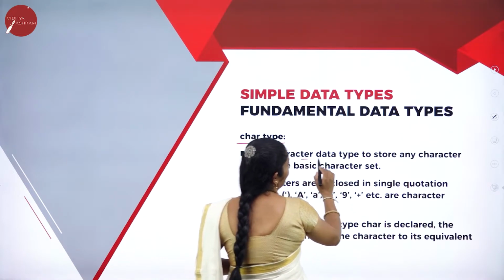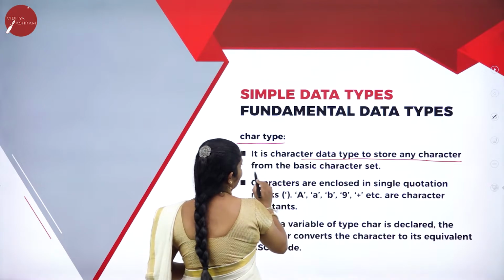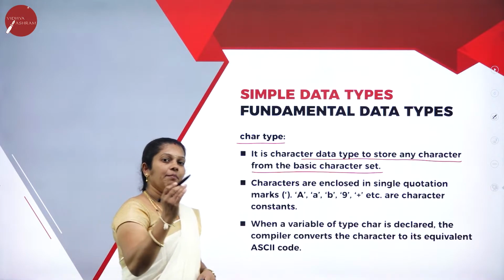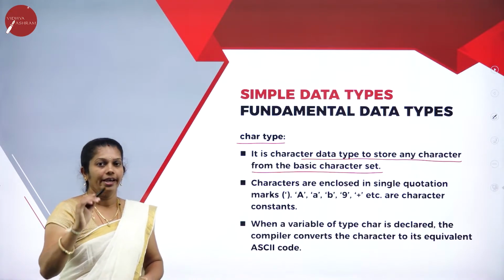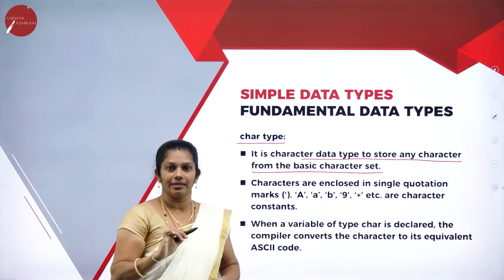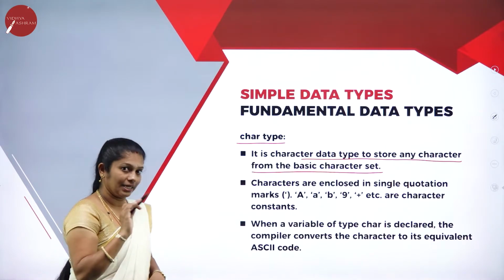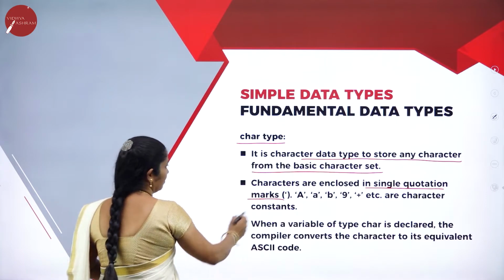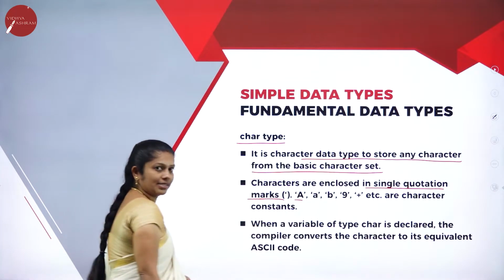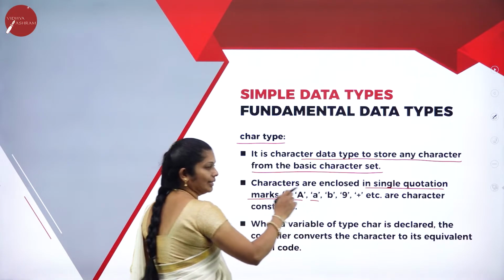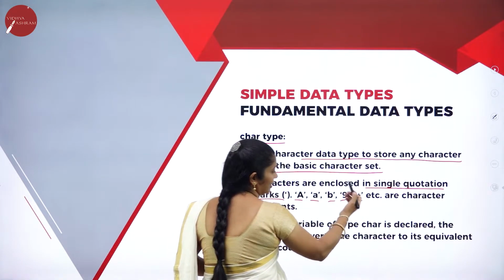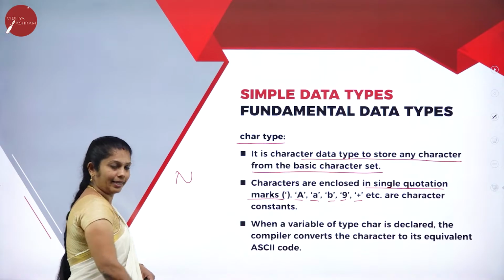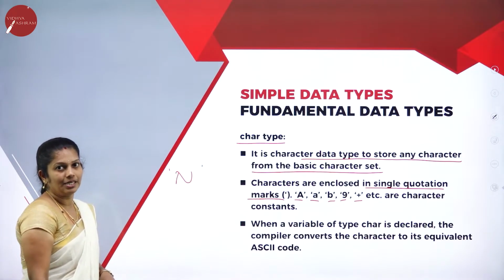It is a character data type to store only characters from the basic character set. It may be in uppercase or it may be in lowercase. If it is uppercase, then it is a capital letter. Lowercase means it is in smaller case, that is a small letter. Characters are enclosed in a single quotation mark. For example, here if you observe, A is written inside single quotes. If I write small a, that is also written inside single quotes. B, plus, minus, everything we have to write in single quotes. If I write n, then it's a character. It is opened as well as closed by single quotes.